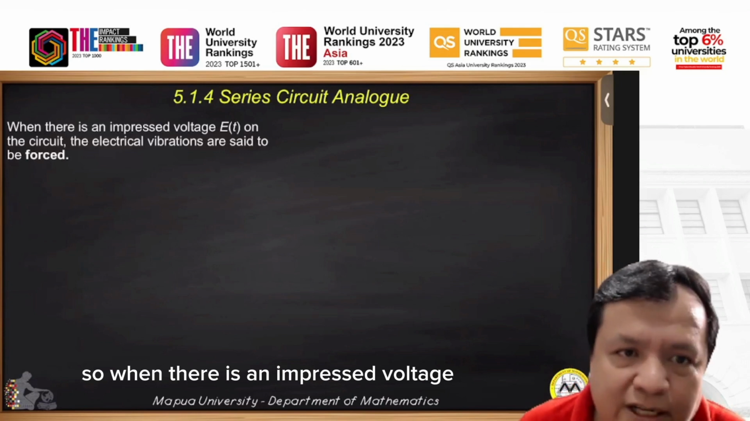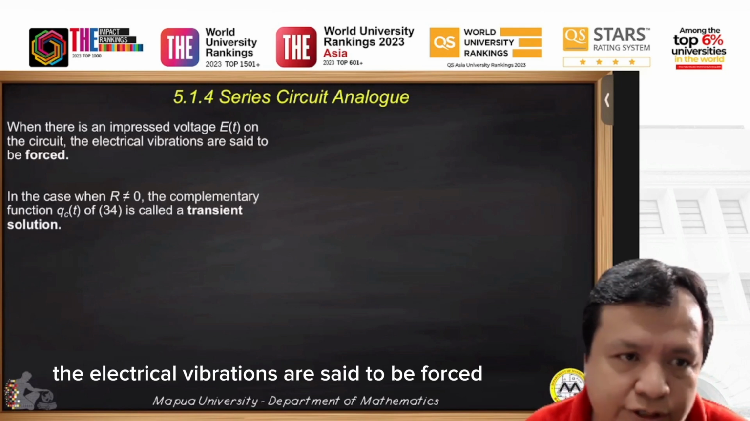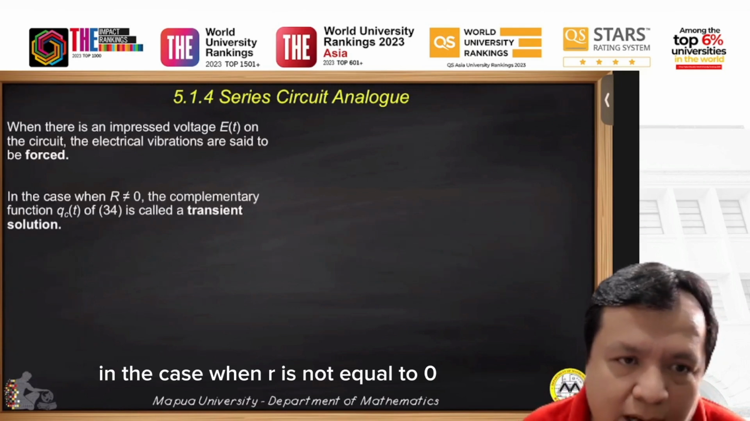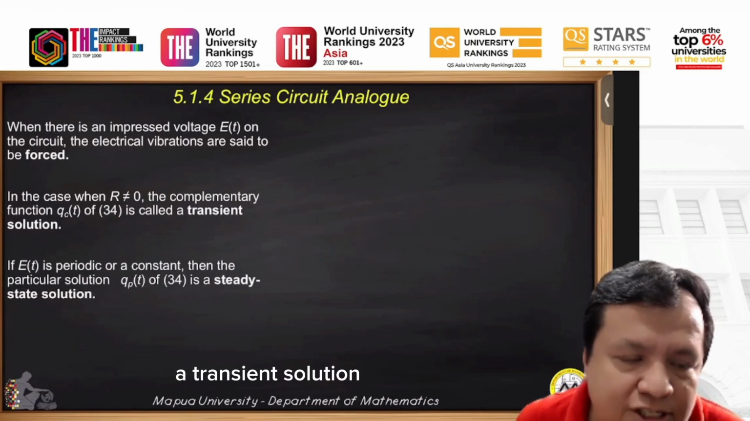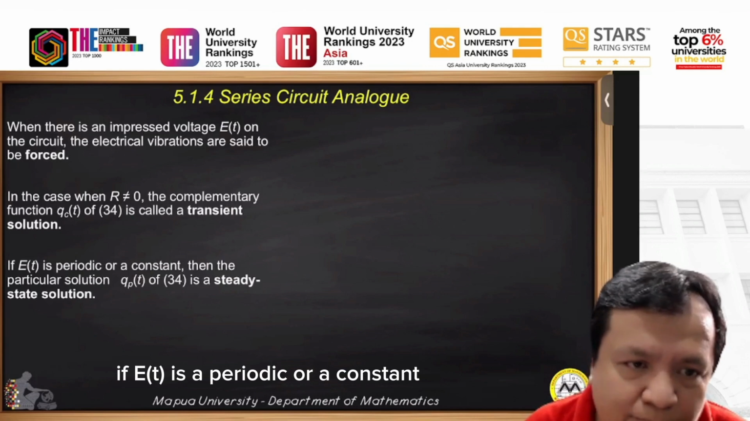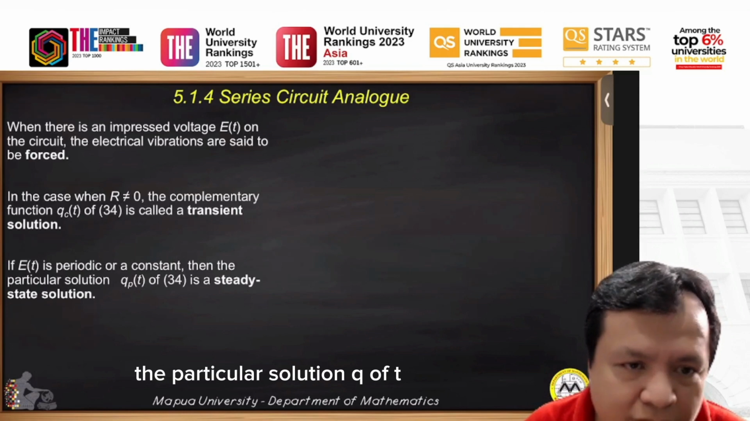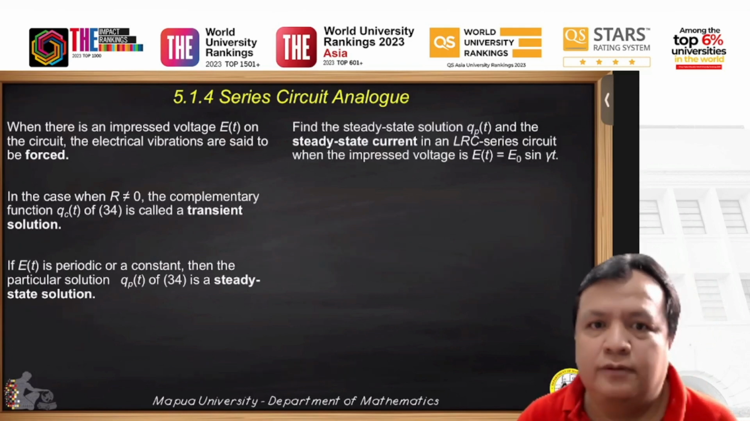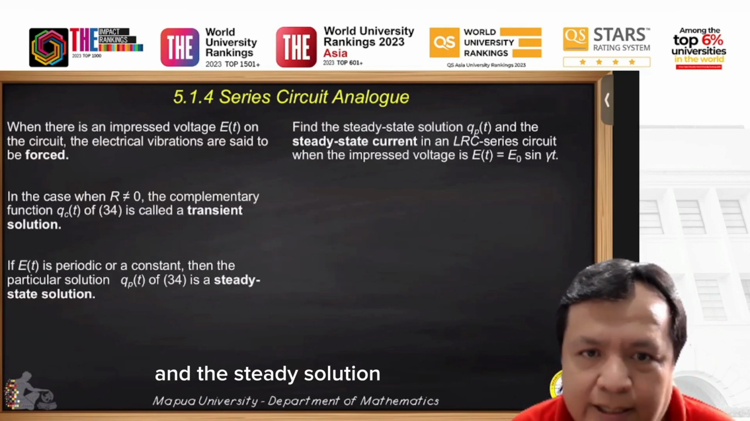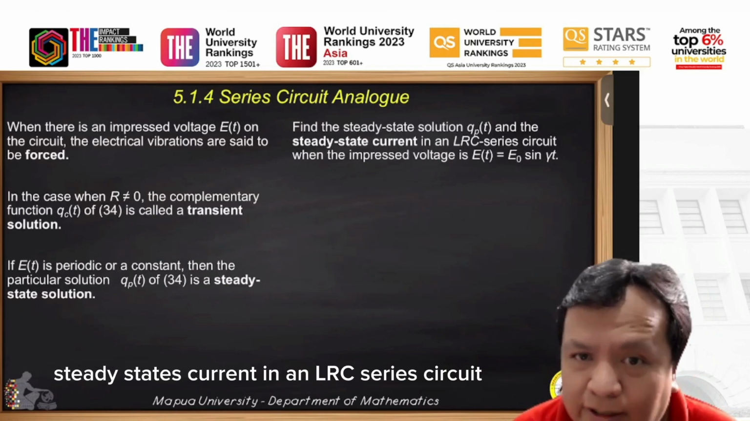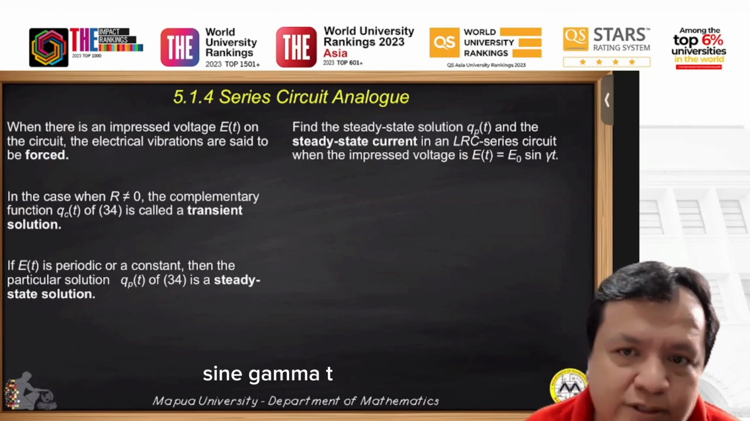So when there is an impressed voltage E of t on the circuit, the electrical vibrations are said to be forced. In the case when R is not equal to 0, the complementary function is called a transient solution. If E of t is periodic or a constant, then the particular solution Q of t is a steady state solution. So for example, find the steady state solution Q sub P of t and the steady state current in an LRC series circuit when the impressed voltage is E sub 0 sine gamma t.